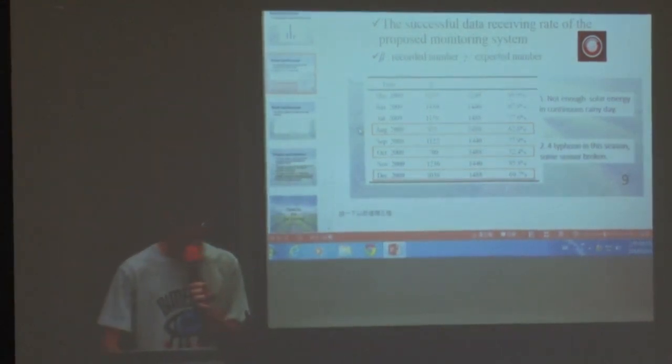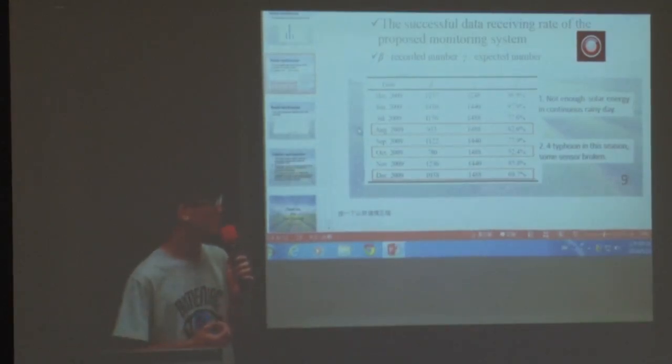Okay. This system is trying to use low energy, and mostly it can't send back the message because the energy is not enough. So rain or a typhoon will make the energy enough, and then they can send back the message. The question is whether there is a problem with the GSM system.